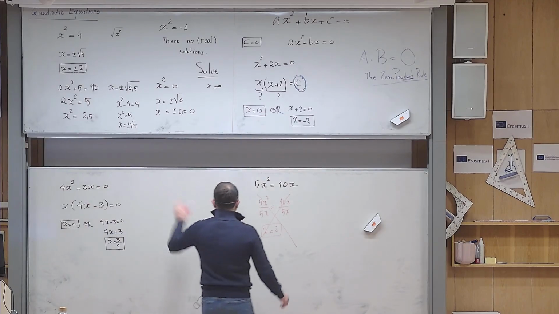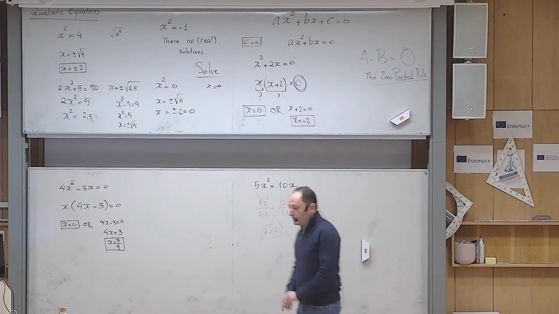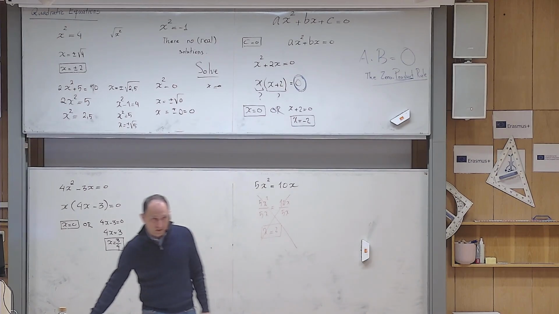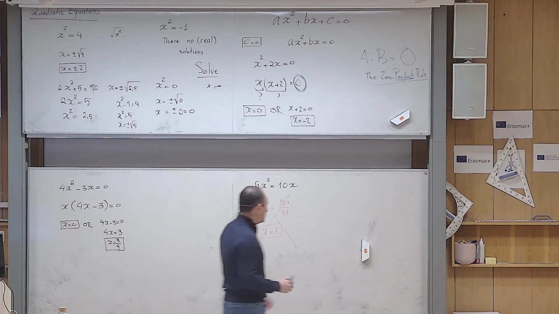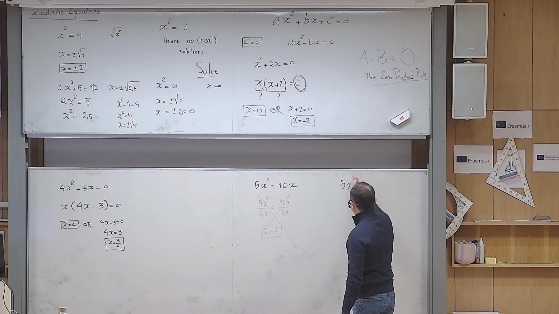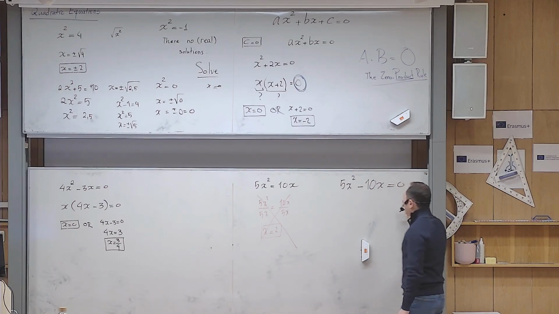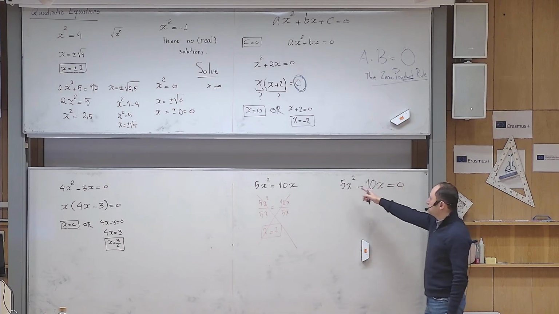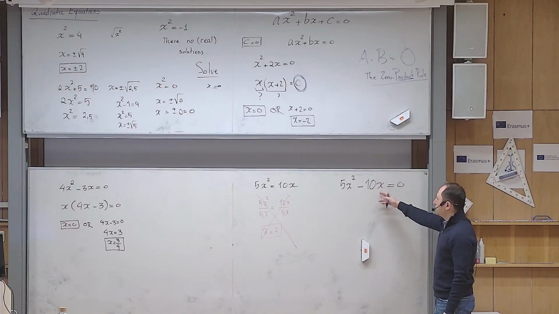If I want to follow the method that I described to you, tell me what to do. Yes? Move. We have to move this to the other side, so it becomes... Why? Because we have to put it in the standard form. So is this a quadratic equation? Yes, because x squared is present. What type of quadratic equation?